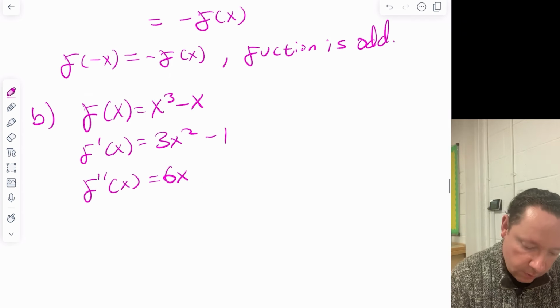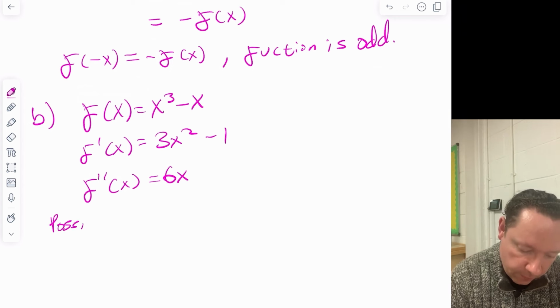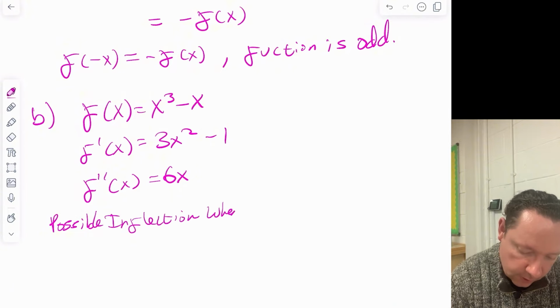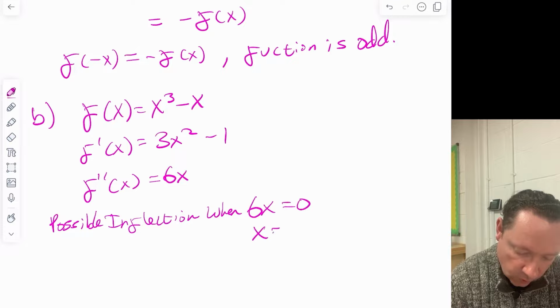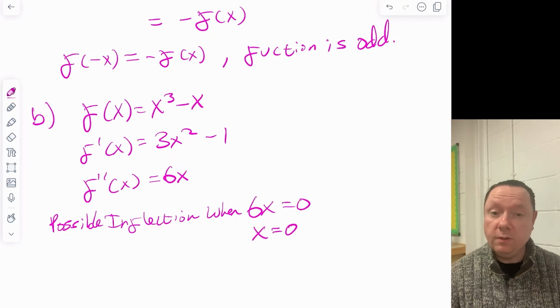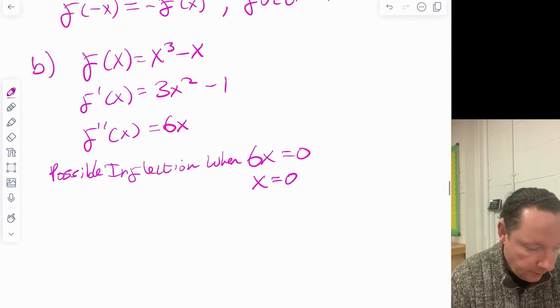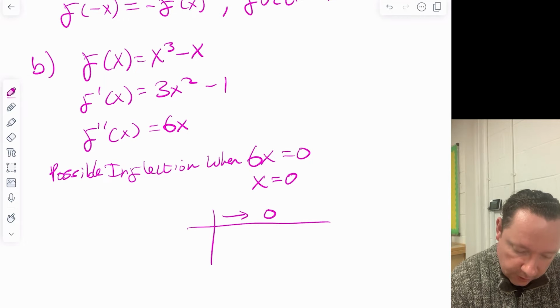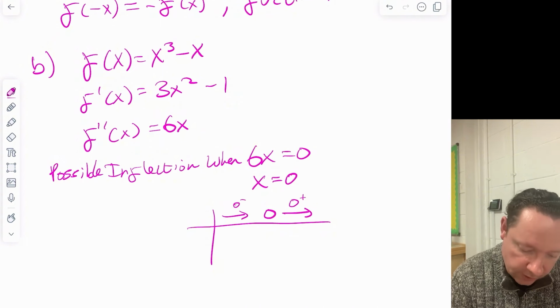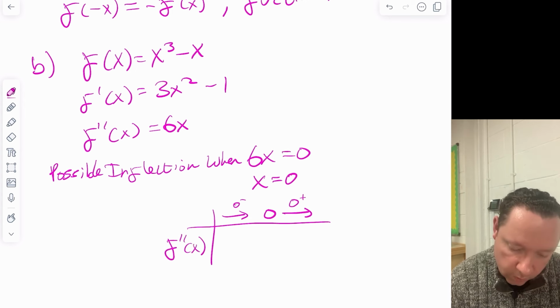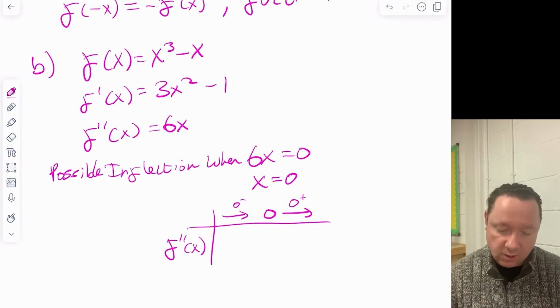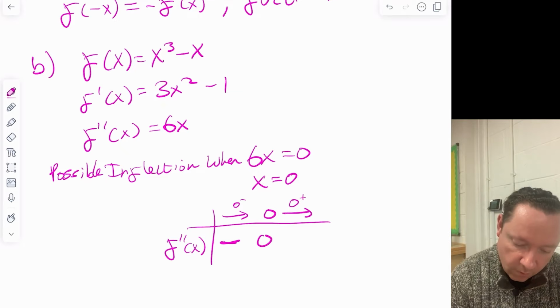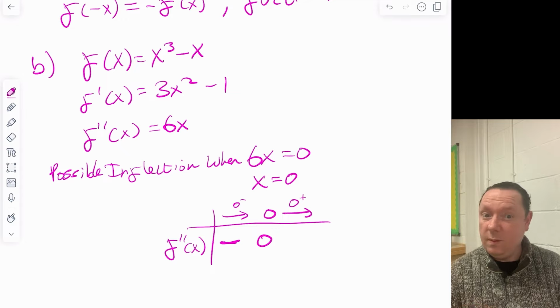f double dash is going to be 6x. So possible inflection when 6x equals 0, so x equals 0. And then we can just examine whether there is a change in concavity or not by drawing a little table for ourselves. So either side of 0, 0 minus, 0 plus, we're looking at the second derivative here. Just before 0, 6 times a minus number is a minus number, so that's negative. That's 0. And just after 0, a tiny little bit, it becomes positive.